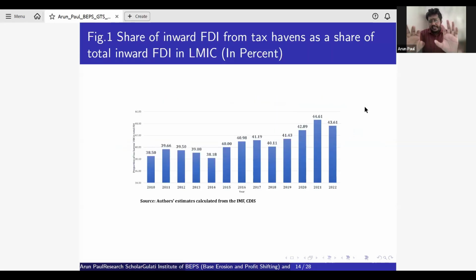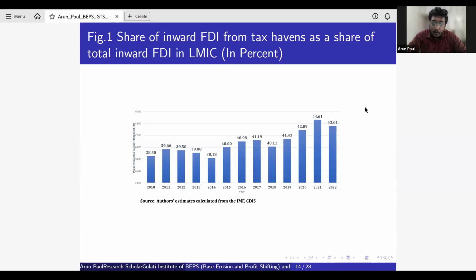Before going to the estimation part, I will give you brief statistics about the share of FDI from tax havens in lower middle income countries. If $100 is coming as FDI in lower middle income countries, how much does the tax haven represent? In 2010, it is around 38.50%. It is in a volatile manner up to 2018. In 2017, the historic Tax Cuts and Jobs Act by the Trump administration came into force. So we can see a net dip in 2018. But it reaches the historical peak of 44% in 2021. And in 2022, due to the global FDI slowdown, it became 43.61%.